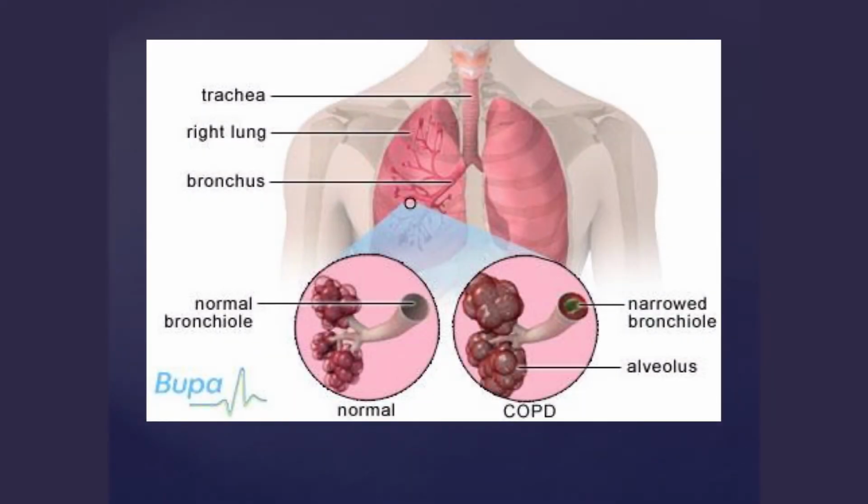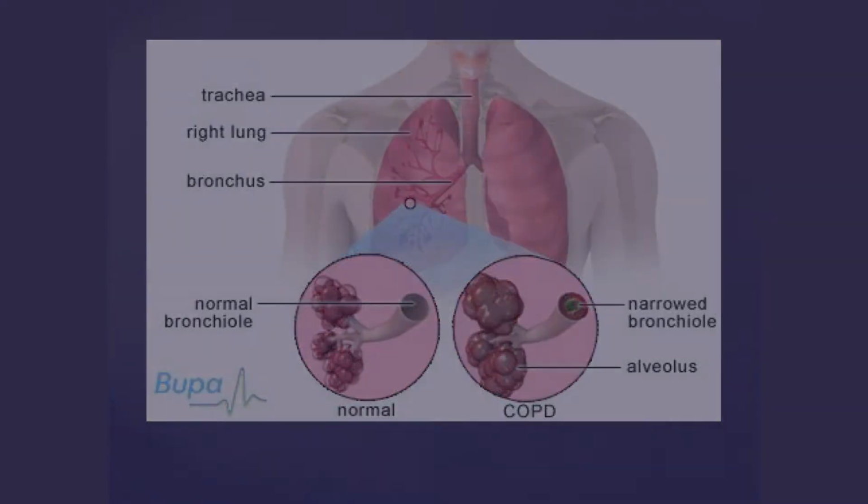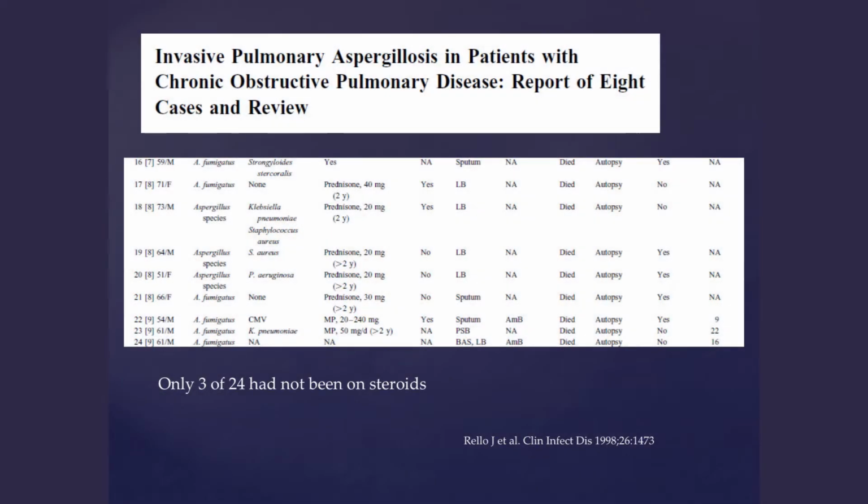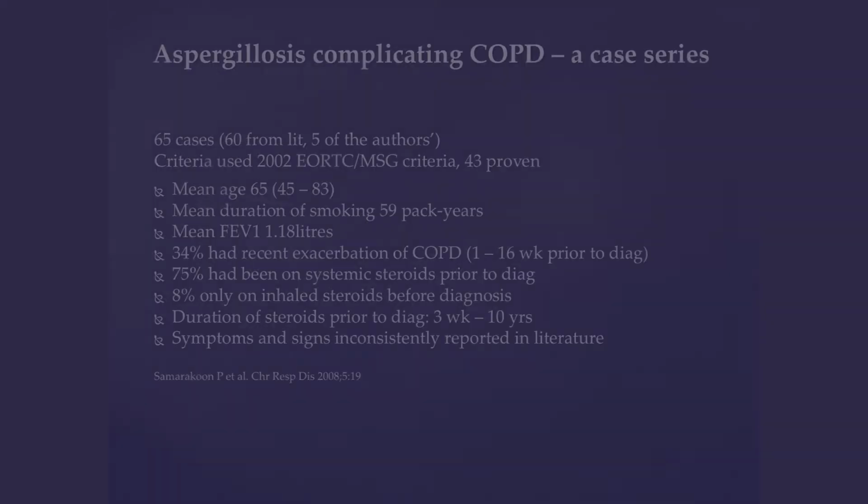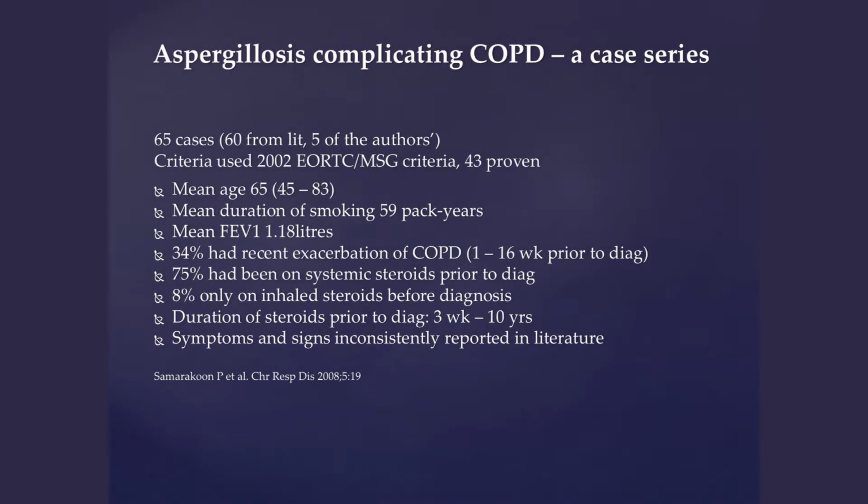And this is an early paper. It's just a case series from Spain, and there were a few patients, 3 of 24, who had not actually been on steroids. So this is yet another case series. I think this is American. The authors themselves had 5 cases, and because of that, the interest was piqued. They went to do a literature review, so there were 65 cases in all.